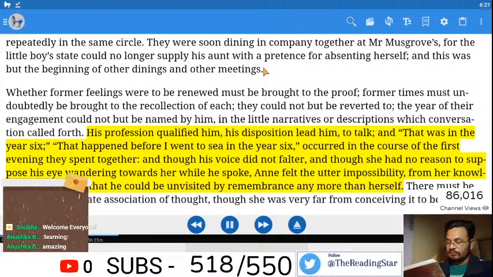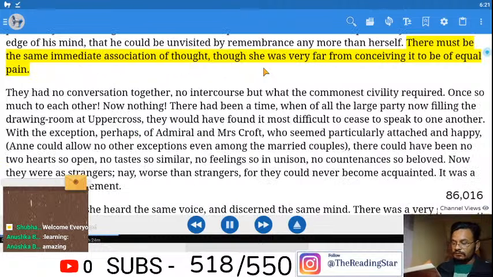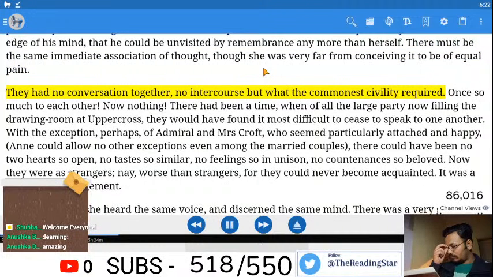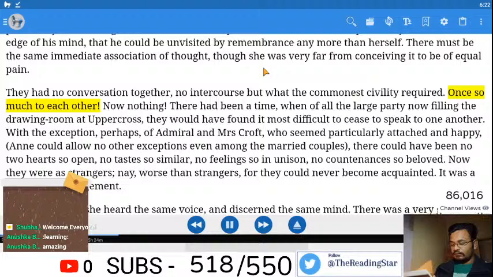occurred in the course of the first evening they spent together, and though his voice did not falter, and though she had no reason to suppose his eye wandering towards her while he spoke, Anne felt the utter impossibility, from her knowledge of his mind, that he could be unvisited by remembrance any more than herself. There must be the same immediate association of thought, though she was very far from conceiving it to be of equal pain. They had no conversation together, no intercourse but what the commonest civility required. Once so much to each other, now nothing.